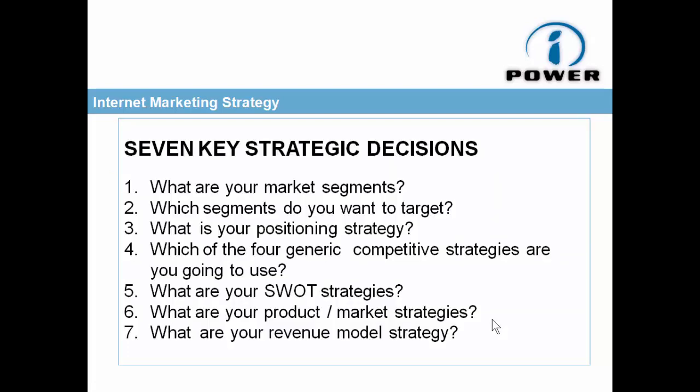And to wrap it up, there are 7 key strategic decisions. Once you make those 7 key strategic decisions, you actually have your own strategy in place. What are your market segments? Which segments do you want to target? What is your positioning strategy? Which of the 4 generic competitive strategies are you going to use? What are your SWOT strategies? What are your product market strategies? And what is your revenue model strategy? So those are the 7.